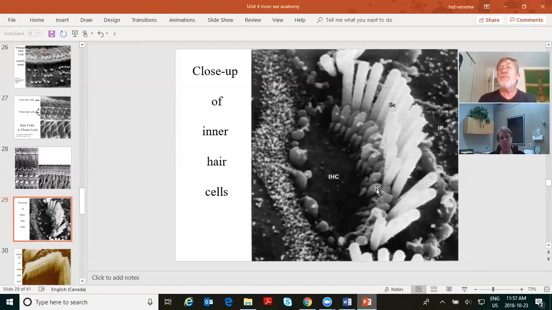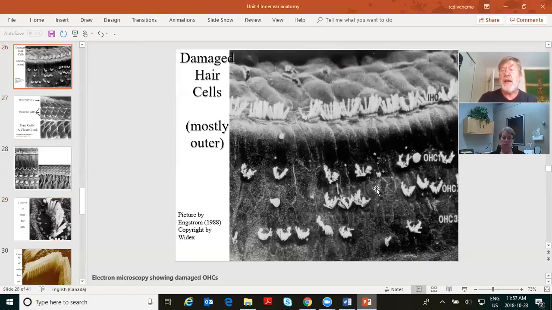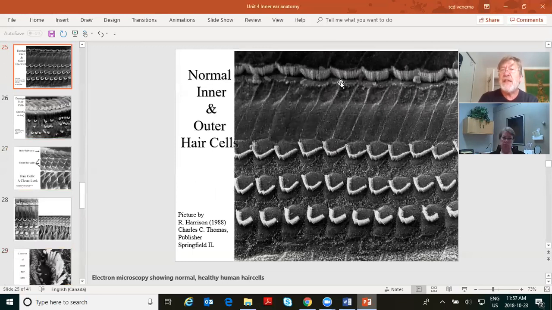Here's the top of one inner hair cell. So how many of these hair cells do you have in each cochlea? 3,000 inner hair cells. How many do you have of outer hair cells? 12,000. Here you're showing 3, so you'd think you'd have 9,000, but please remember, as you go toward the apex, you've got 4 and then 5 rows of outer hair cells. So 12,000 outers, 3,000 inners, for a total of 15,000 hair cells in each cochlea.